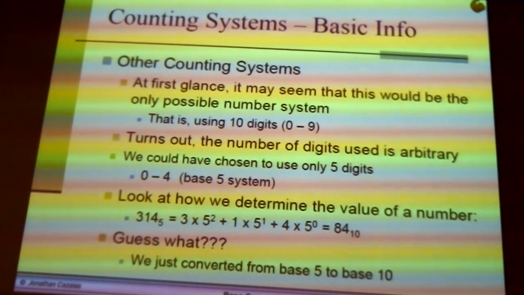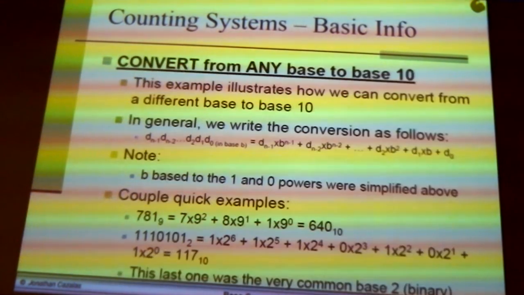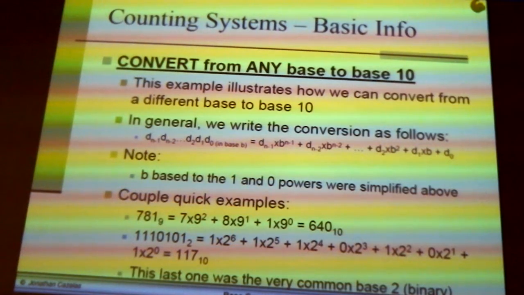So it ends up being base 5, and we really just converted it from base 5 to base 10. You can do any base to base 10.